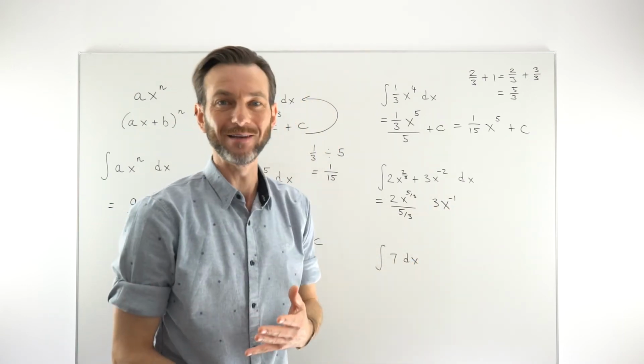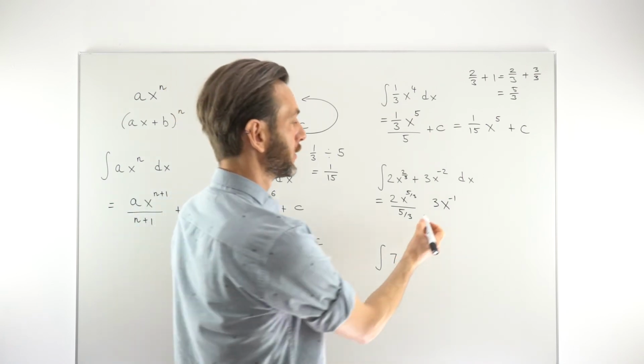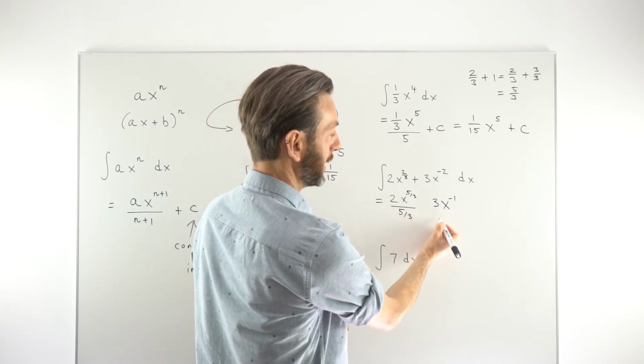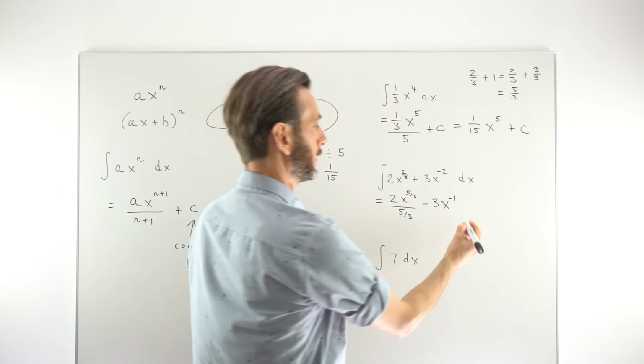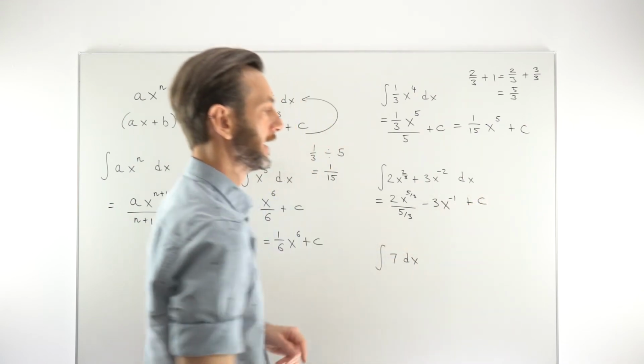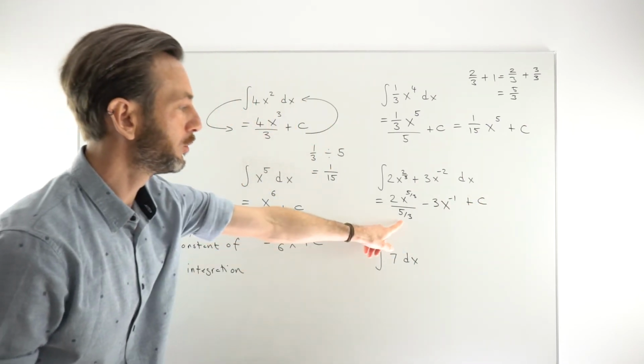But if you divide 3 by minus 1, you just get minus 3. So all we need to do, we don't need to actually divide by anything. We just need to put a minus in there. And then we've got our plus c again on the end. So let's think a little bit more about this one.